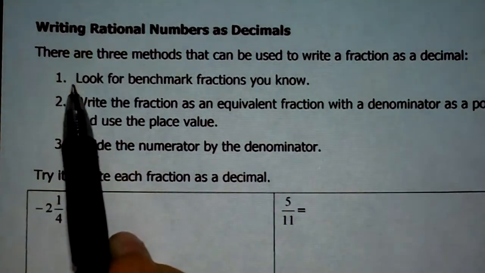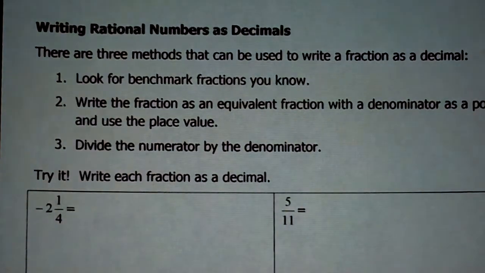So method 1, just look for the benchmark fractions that you know. In class, we went through a list of them that we've been exposed to for a long time, like the fourths. The fourths, I kind of know in my head. I know that 1/4 is 0.25. And I know that 2/4, that's 2 out of 4, that's half, so that's 0.5. And 3/4 is 0.75. So when you have to convert your fractions to decimals, there are some of them that you'll just know. And that's okay. The ones you just know, you can write down.